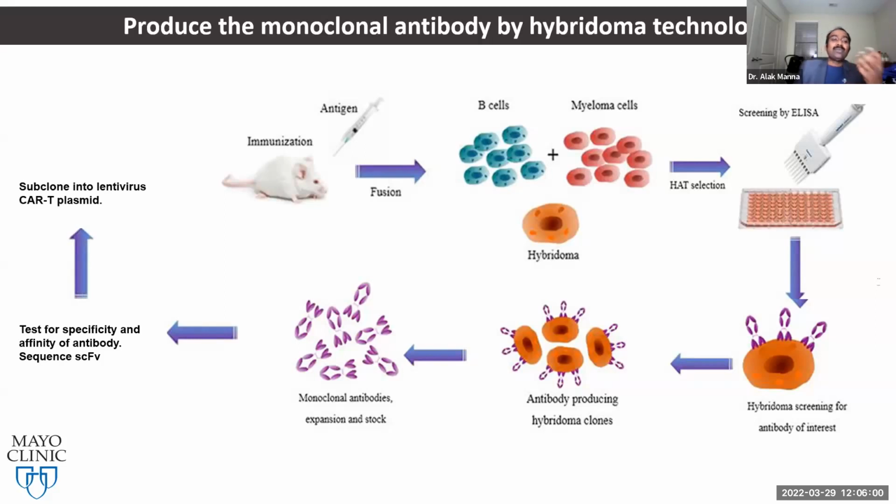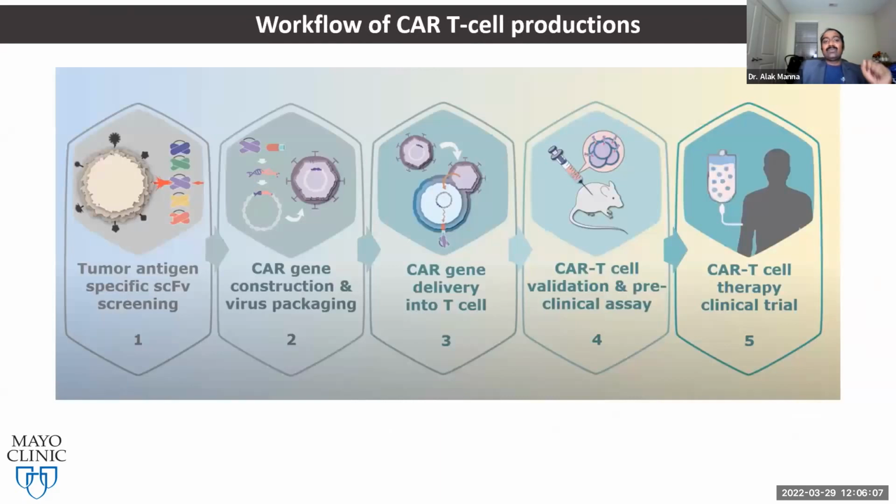And then we are subcloning those CAR constructs into T cells, and those will actually be used to treat the patients. So the workflow of CAR cell production is tumor antigen specific screening, CAR gene construction and viral packaging, and then CAR gene delivery to the T cells, and then CAR T cell validation and preclinical assay, and then giving it back to the patient. So these are 5 simple steps that we need when we are working with CAR T production from scratch.